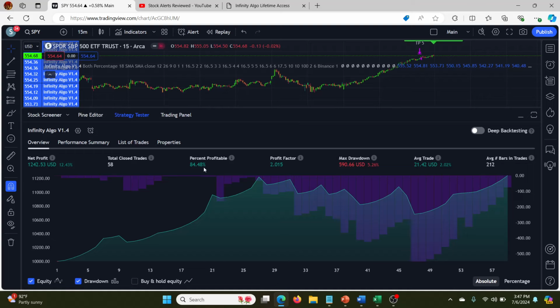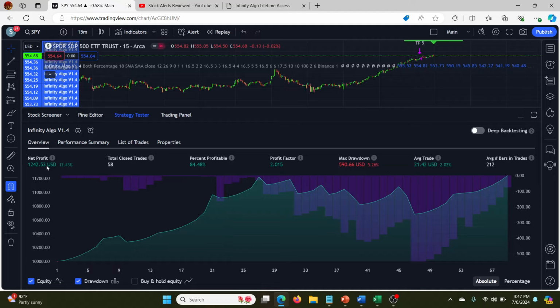We've had an 84% profitable trade rate, which is fantastic. A win rate of almost 85%. It's really good. And the profit factor is 2. So if you had a profit factor of 1, you'd be breaking even. If you have a profit factor of 2, you're making money. If it's under 1, then you're losing money. It's not a profitable strategy. It also gives you the max drawdown and the average trade size based on this particular test portfolio.